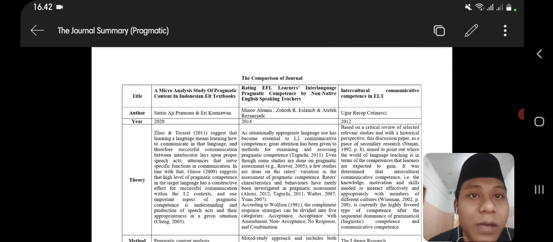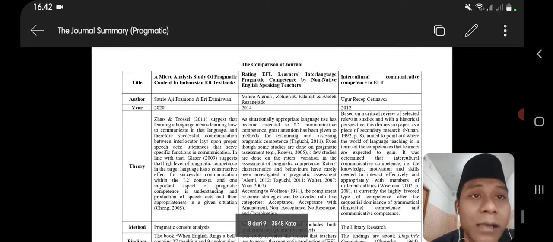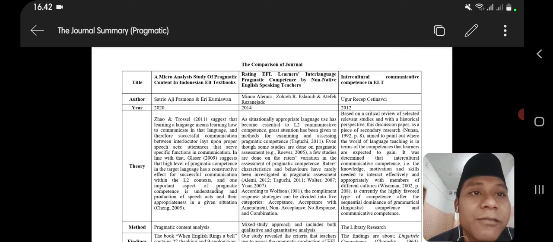The first one is a micro-analysis study of pragmatic content in Indonesian ELT textbooks. The second one, rating EFL learners' interlanguage pragmatic competency by non-native English-speaking teachers. And the last title is intercultural communicative competence in ELT.